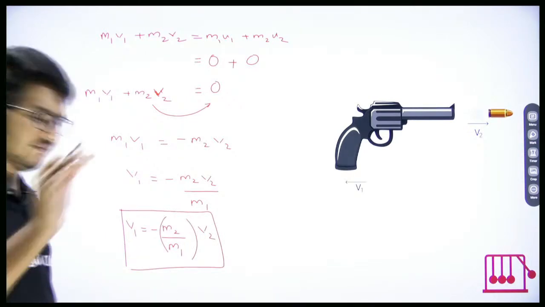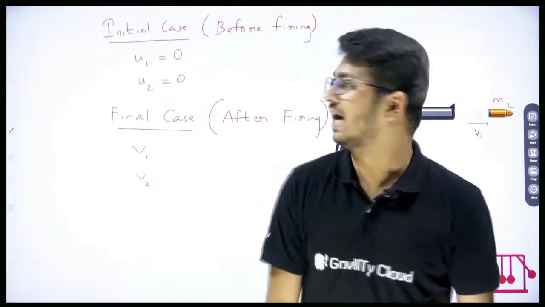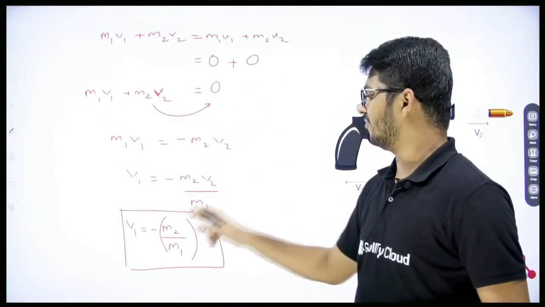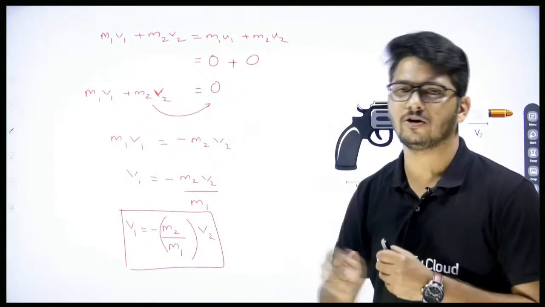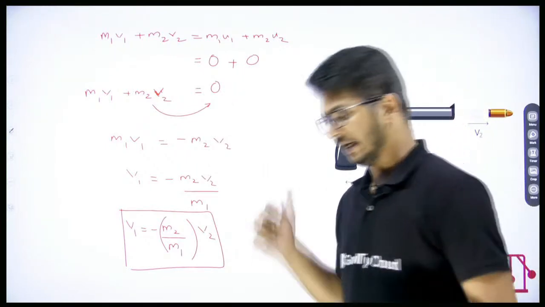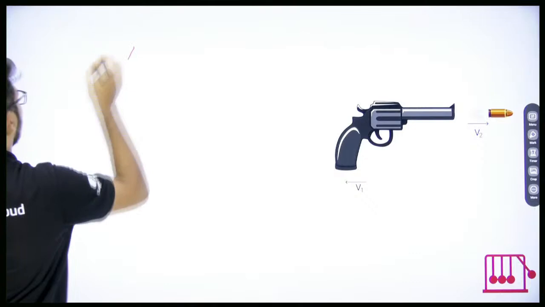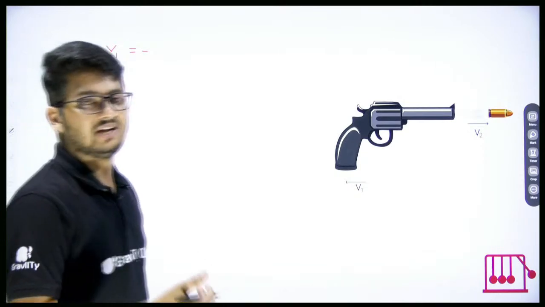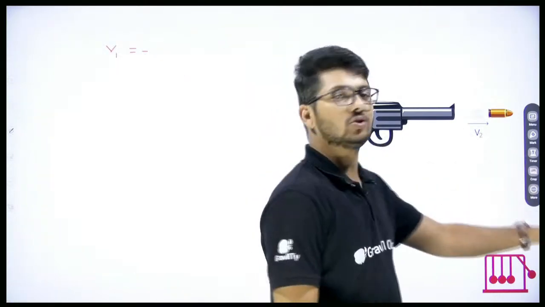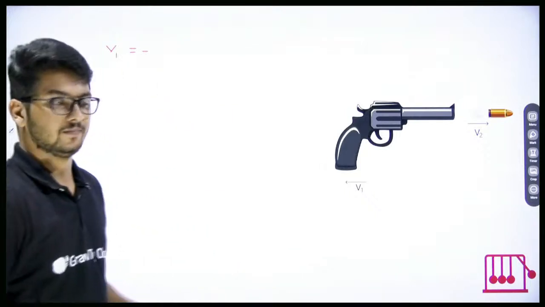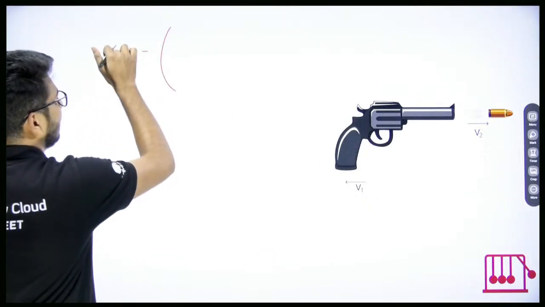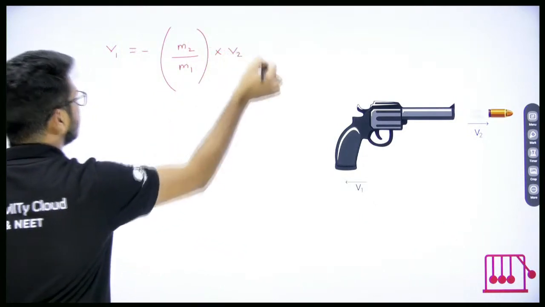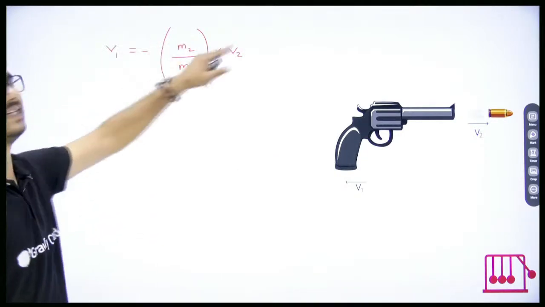That's it. So wherever you have initial velocities of both the objects as 0, you can use this formula to find out the velocity of one of the objects. If I use it for this particular example, what is that going to be? See, it's very simple. v1 is equal to, minus will be there, because initially when both of them are at rest, if one object goes towards right, the other object will come towards left. So minus will be there. Then I have to take the ratio of masses, m2 by m1 into v2. That's it. The ratio of masses into v2.